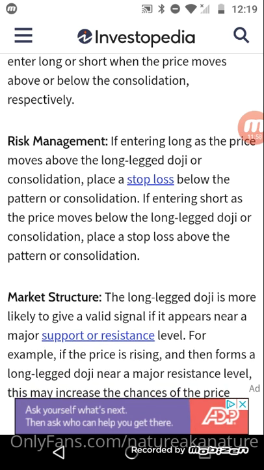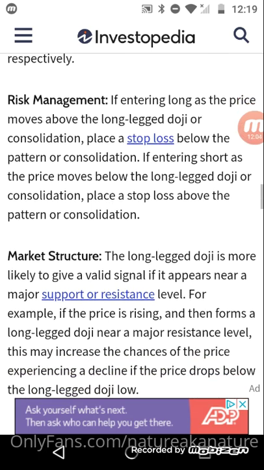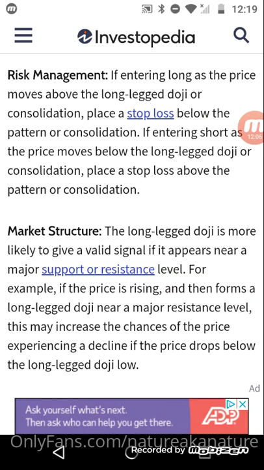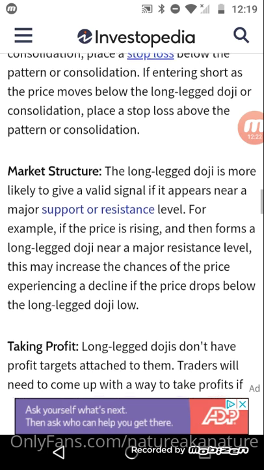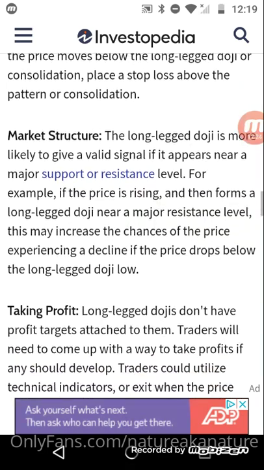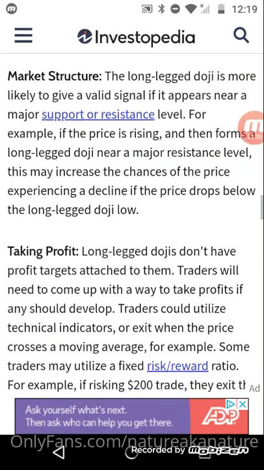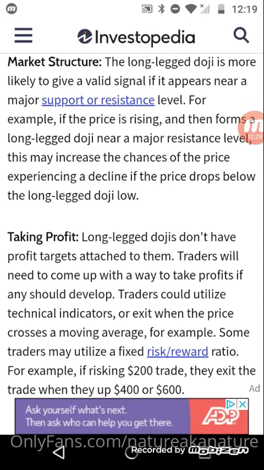A long-legged doji is more likely to give you a valid signal if it appears near a major support or resistance level. We're gonna be diving into the market, showing y'all examples of long-legged dojis so you can see how price rose or fell after a long-legged doji formed. Long-legged dojis don't have targets attached to them, so traders will need to come up with a way to take profit if any should develop.